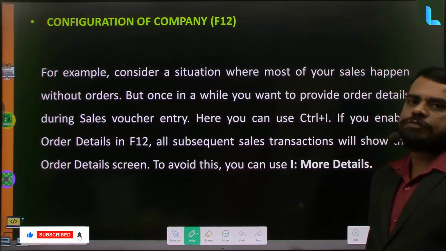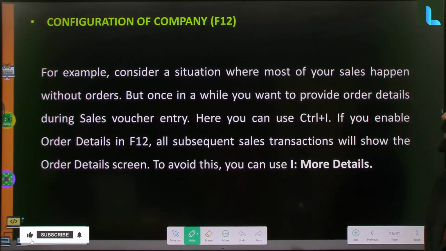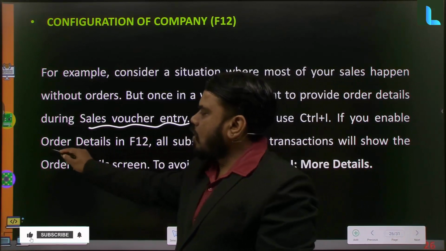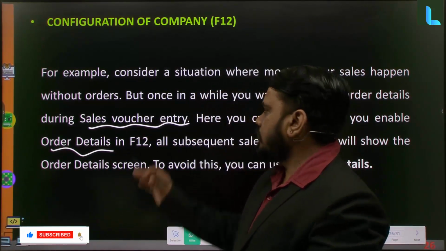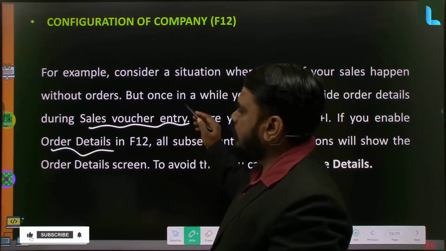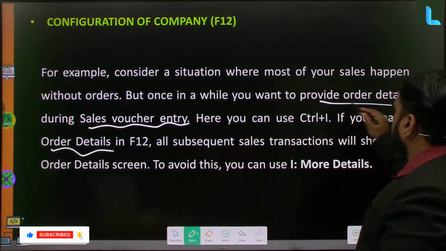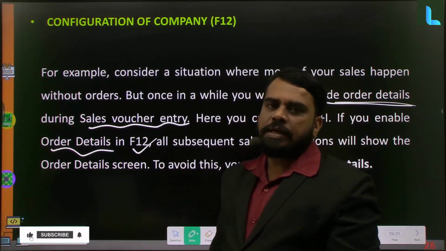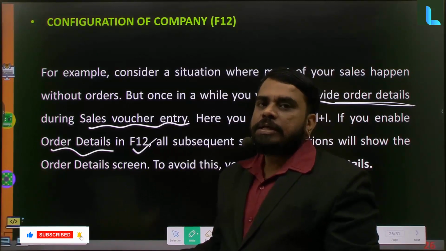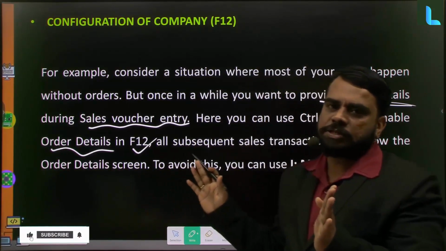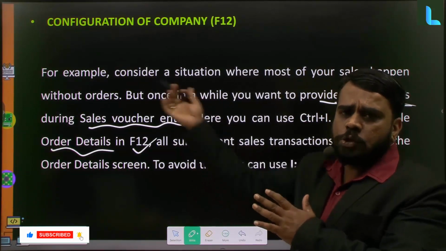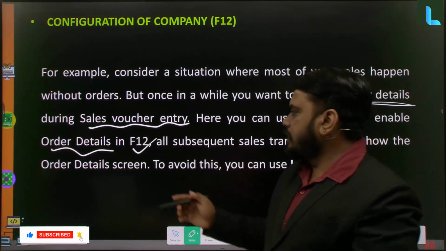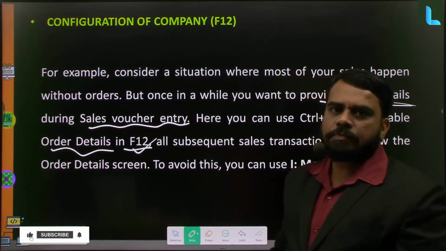This will be very useful when, for example, for a particular sales voucher entry you want to provide the order details, not for all the sales vouchers. In that case, if I use F12 configuration and enable the option, it will be applicable for our entire Tally application. Not only for our company, but for others who are using the Tally application also, it will be configured in that particular way. So that is the actual difference of configuration.